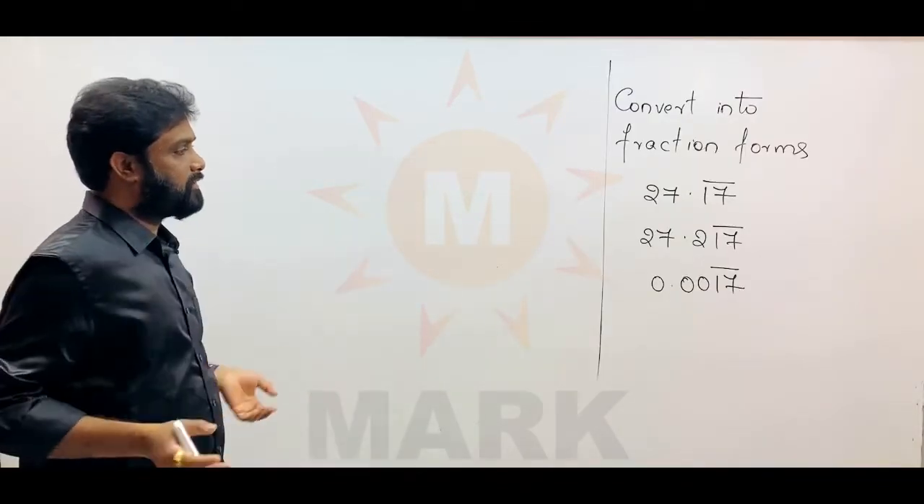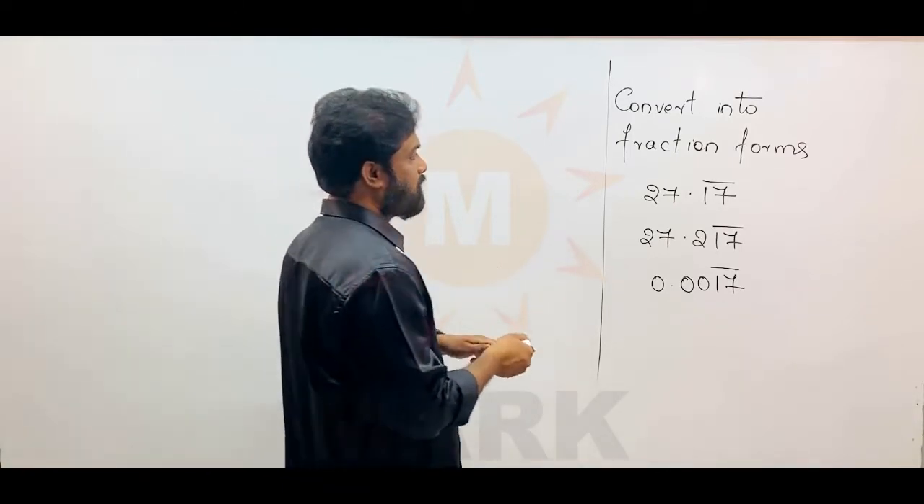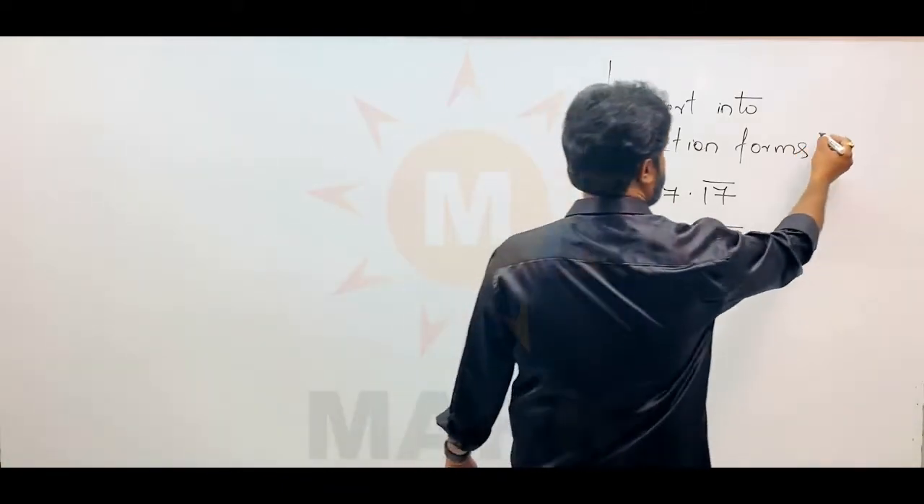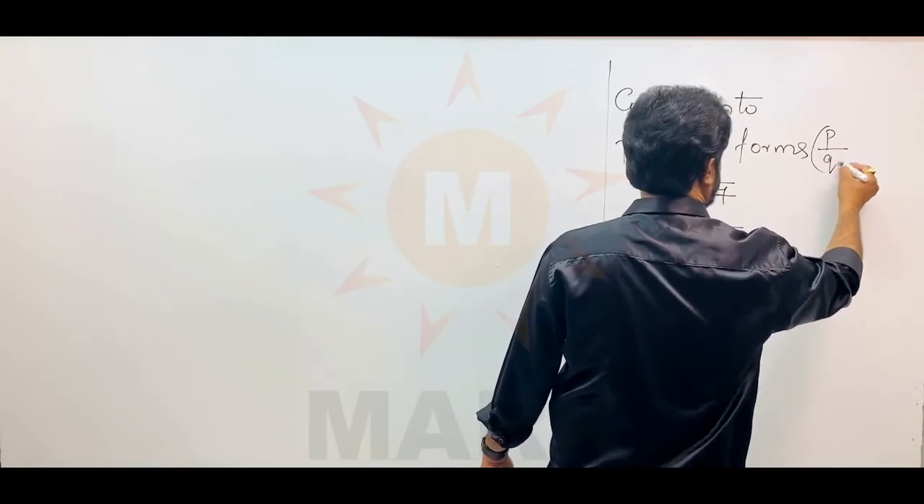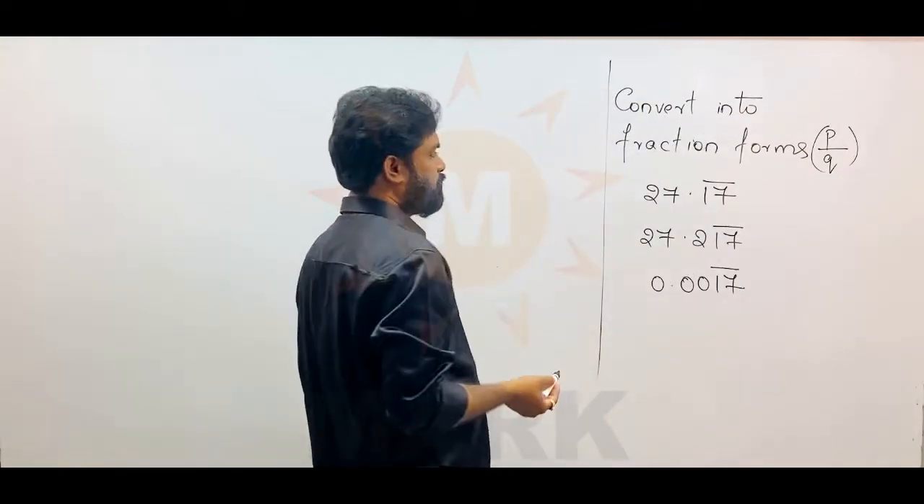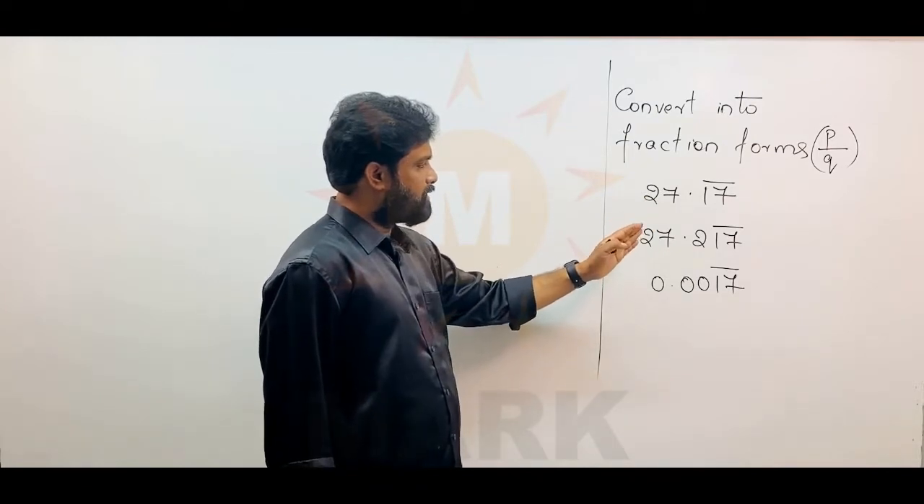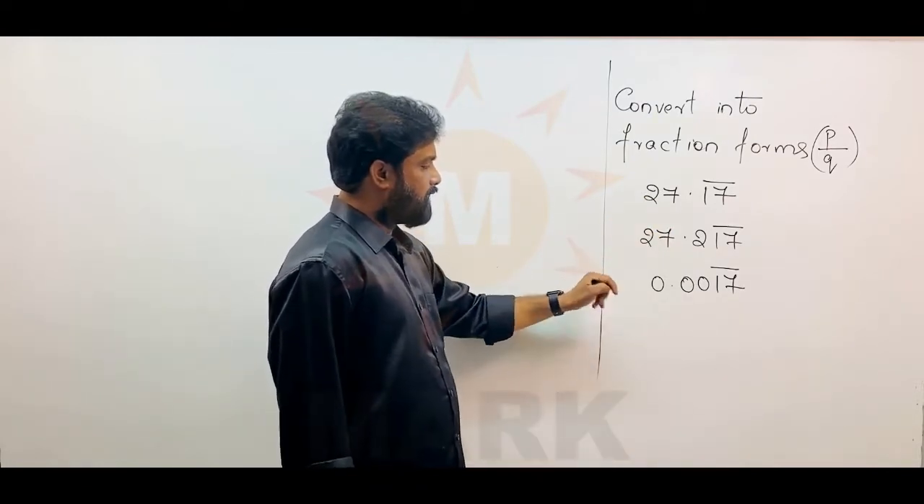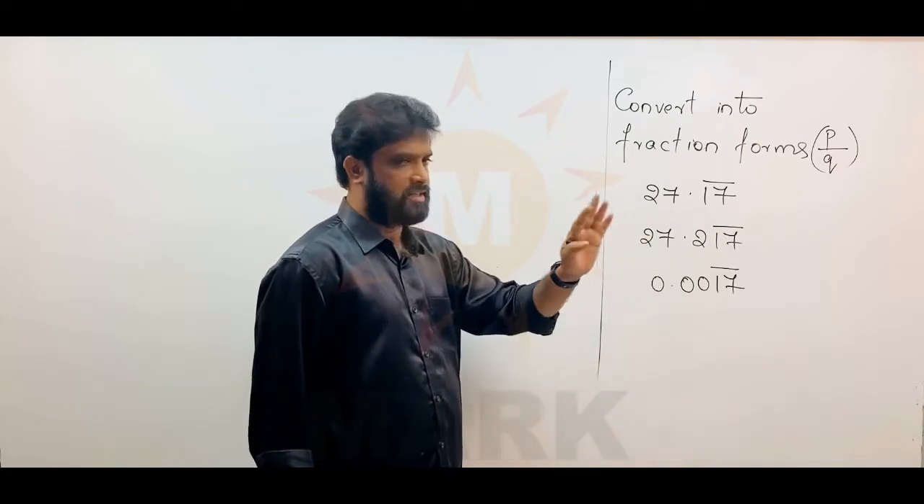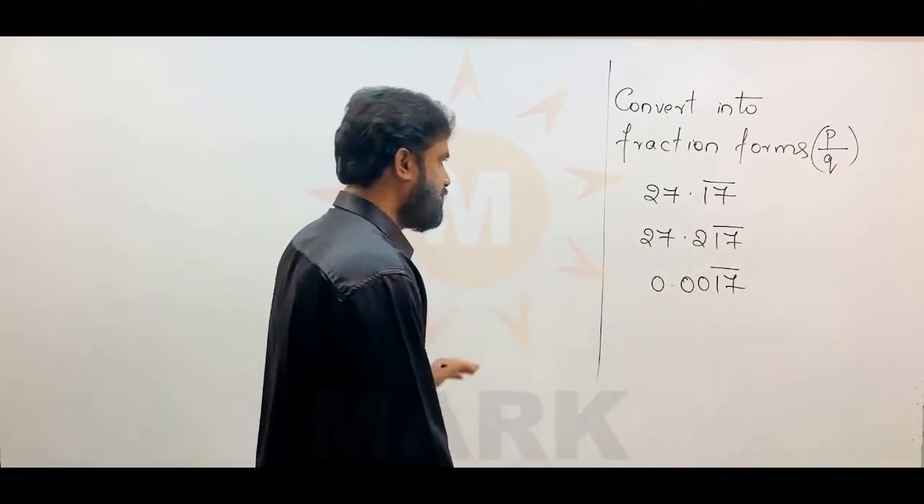Okay friends, there are 3 numbers given to you to convert into fraction forms. That means P by Q forms you need to convert. First number is 27.17 bar. Second number is 27.217 bar. Third number is 0.0017 bar. These are the 3 numbers.